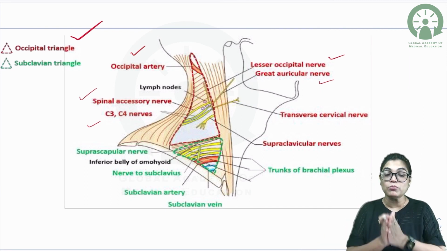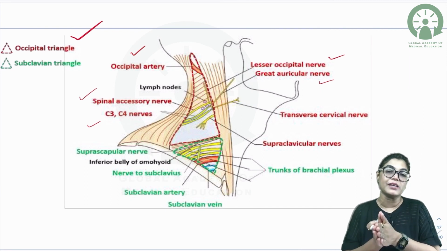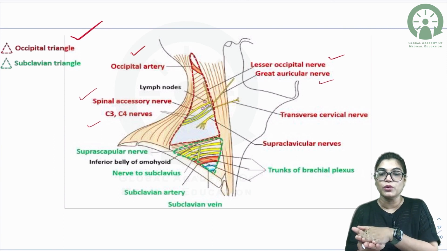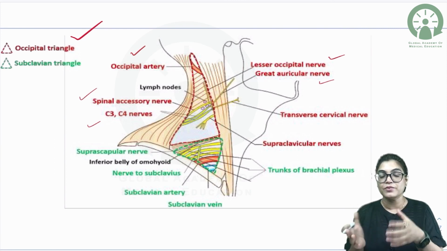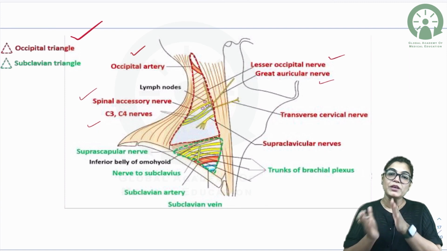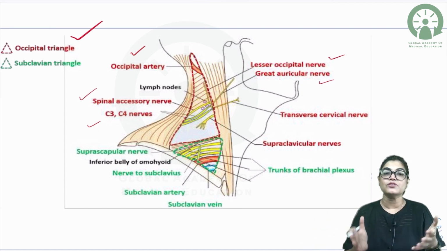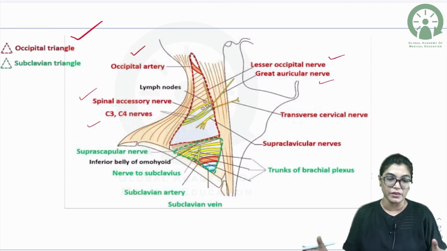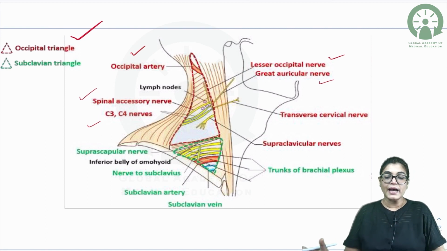Other than that, one of the most important contents of posterior triangle is sandwiched between the roof and floor. When I say sandwiched between roof and floor, it means it is sandwiched between the investing layer of deep cervical fascia and prevertebral layer of deep cervical fascia, and the structure is spinal accessory nerve. Other than that, it contains occipital artery, dorsal scapular nerve.